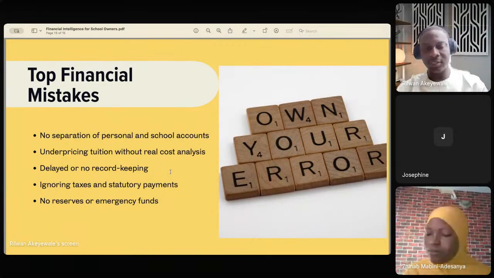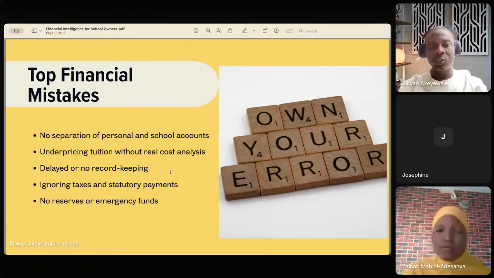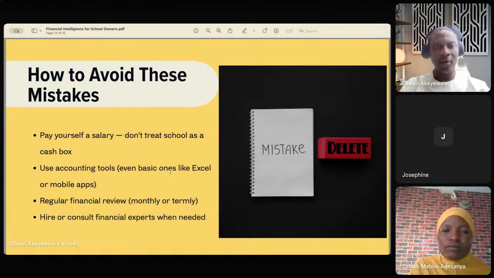So we've talked about the top mistakes. So now, how do you avoid these mistakes? Number one is to pay yourself a salary. You need to pay yourself a salary, like I said before. You need to allocate a salary to yourself.